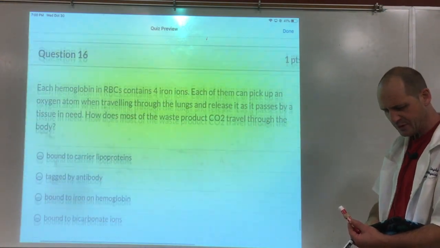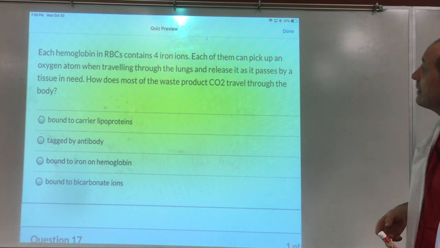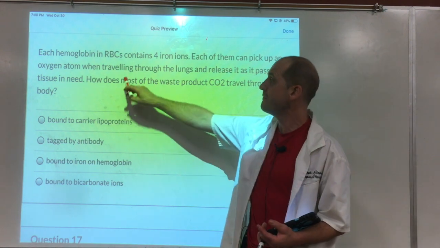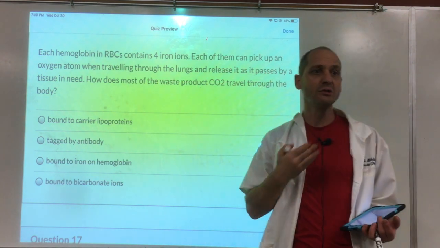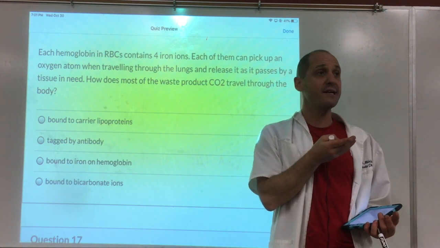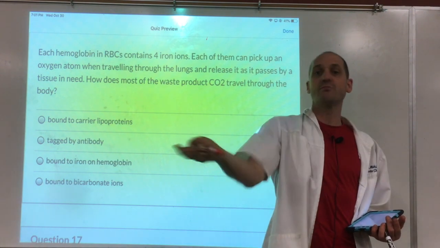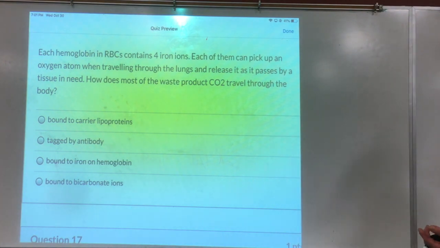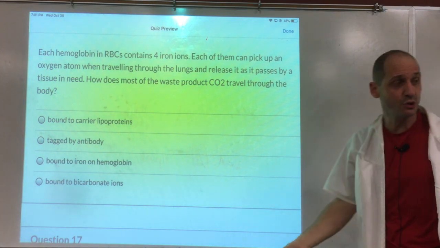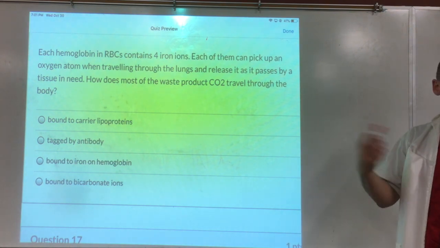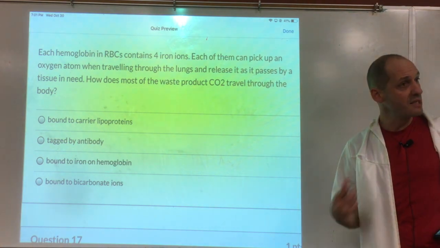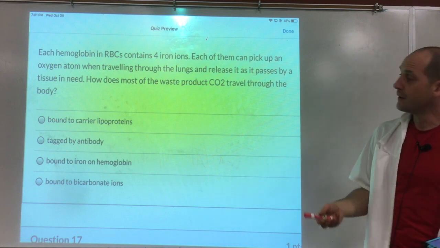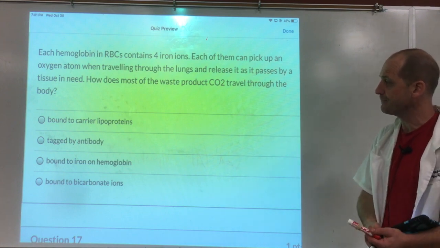And I have a feeling that brings us to the red blood cells again. Four irons, each of them can pick up an oxygen, and then it travels through the lungs. There's oxygen in the lungs, the air sacs, and that blood just sucks it in like a magnet. But then when we get to the tissues, it gives it right back out into the tissues, which is good. We want that. The tissues use the oxygen to make ATP, and then we get a byproduct, and that's CO2. So how does CO2 travel through the body?